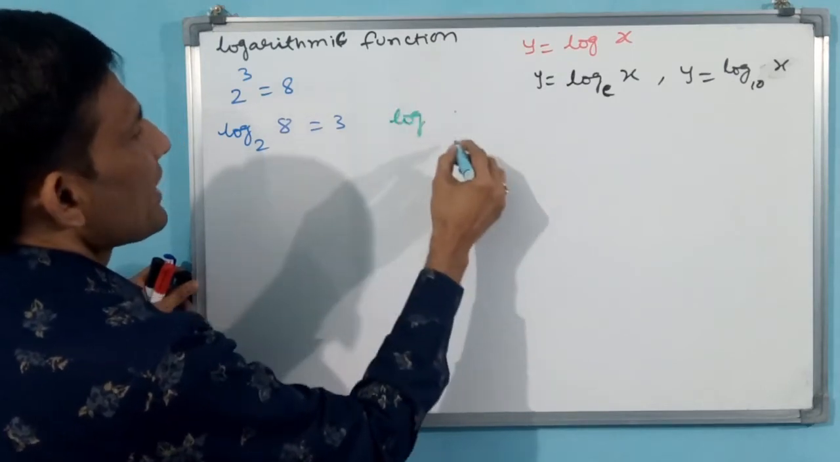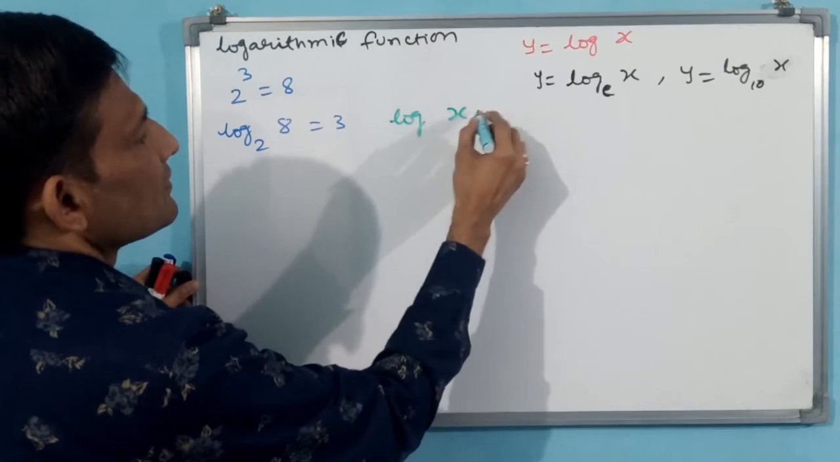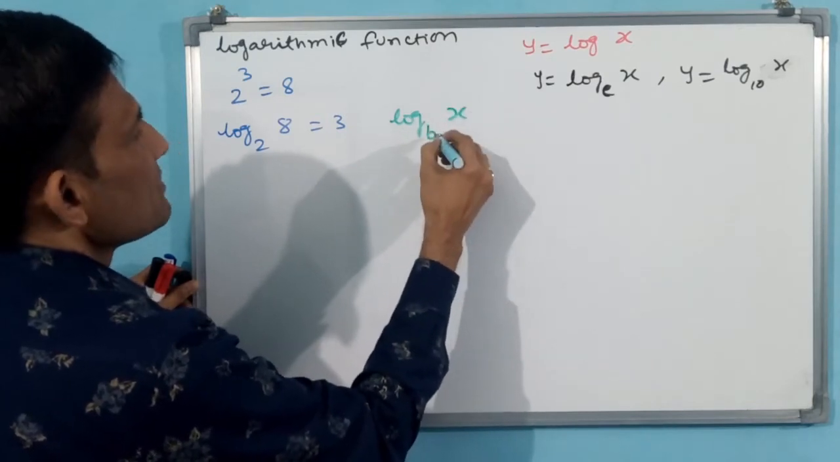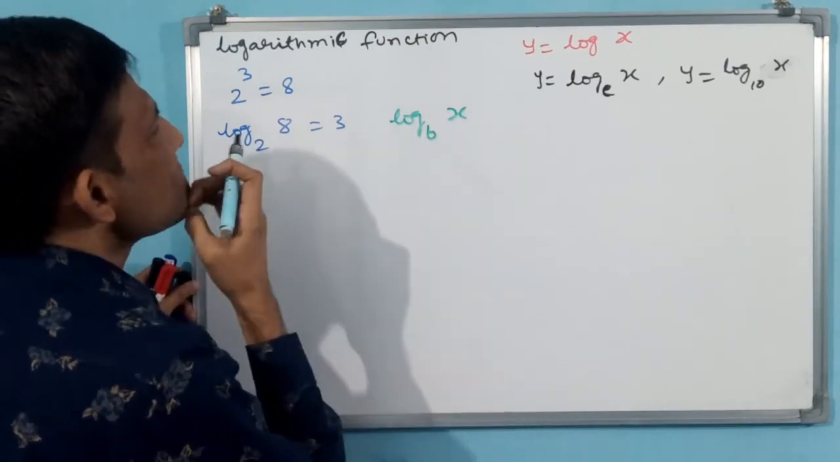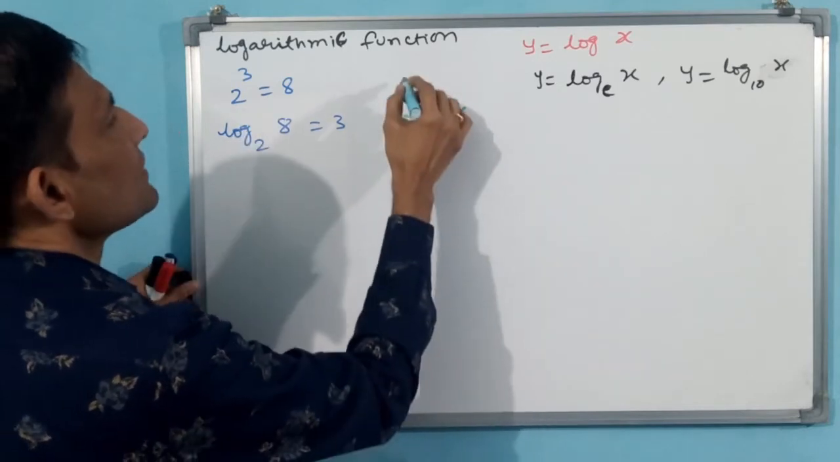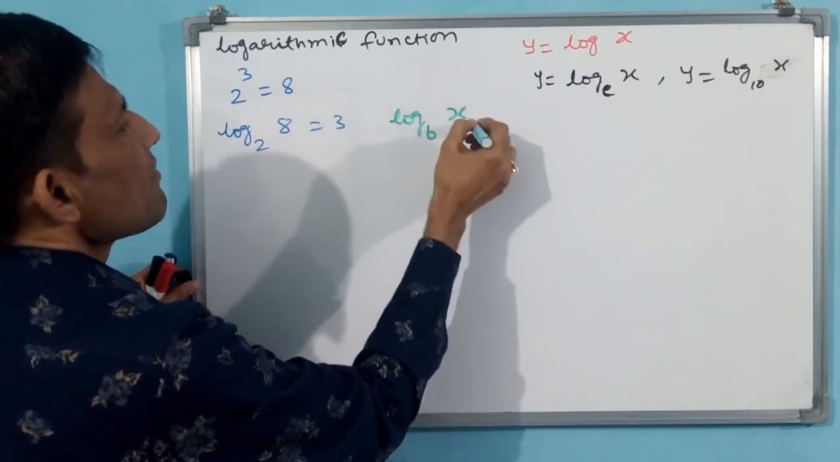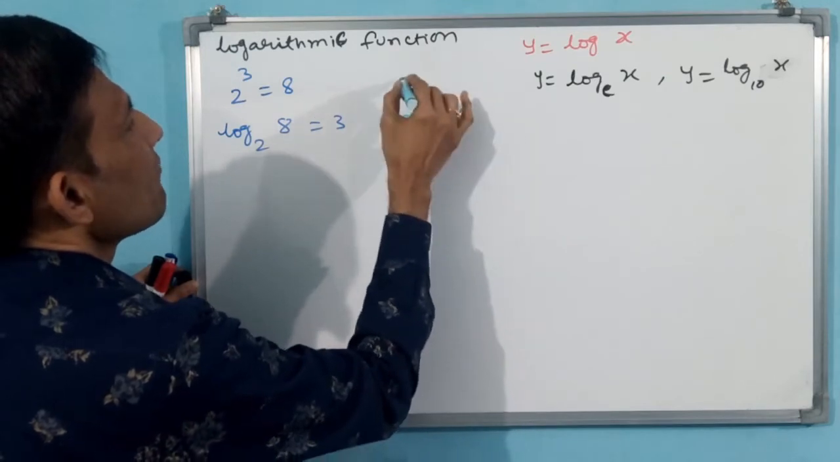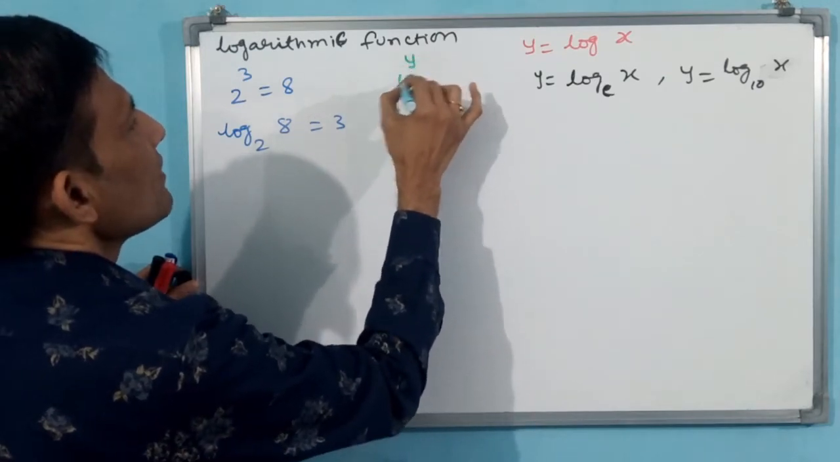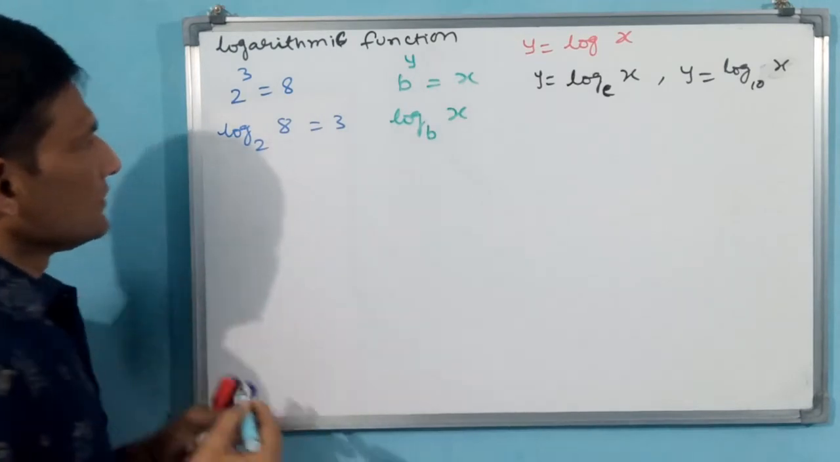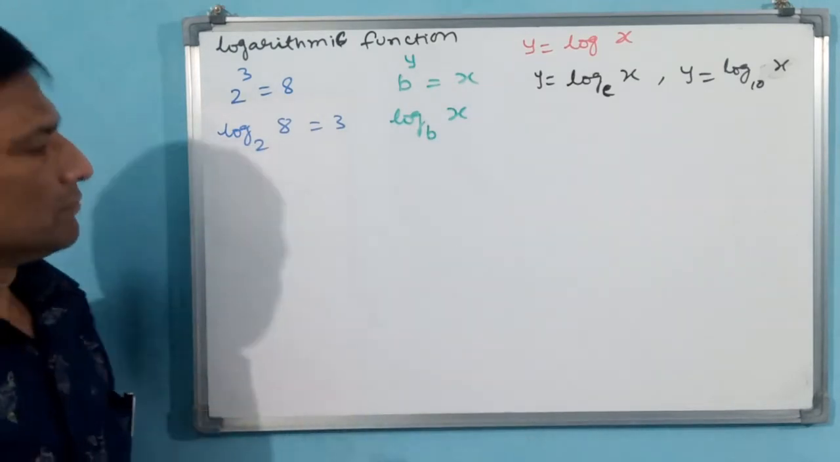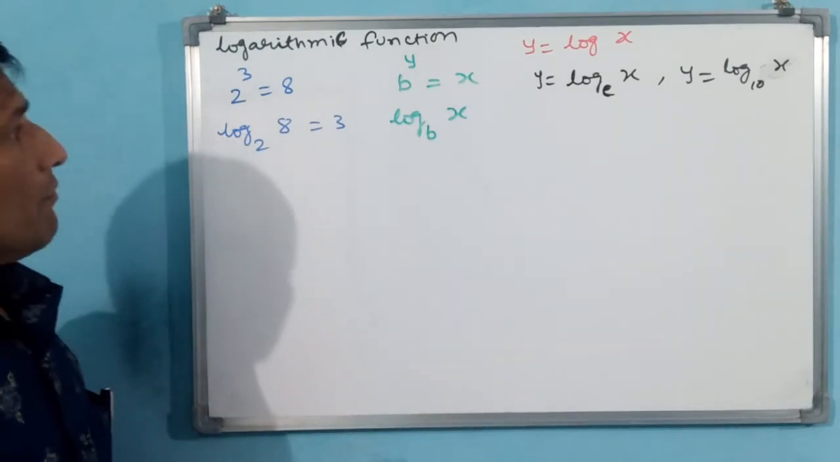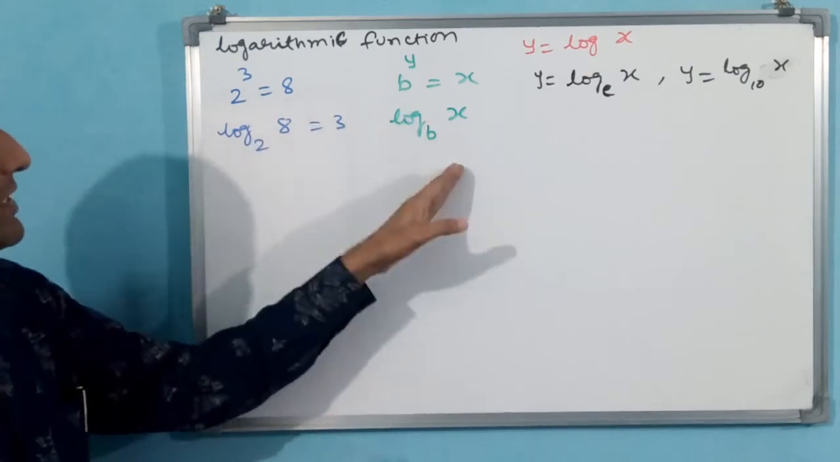Y is equal to log x to the base b. Then what I am writing here is b power y is equal to x. First you understand this, then we will see the next one.